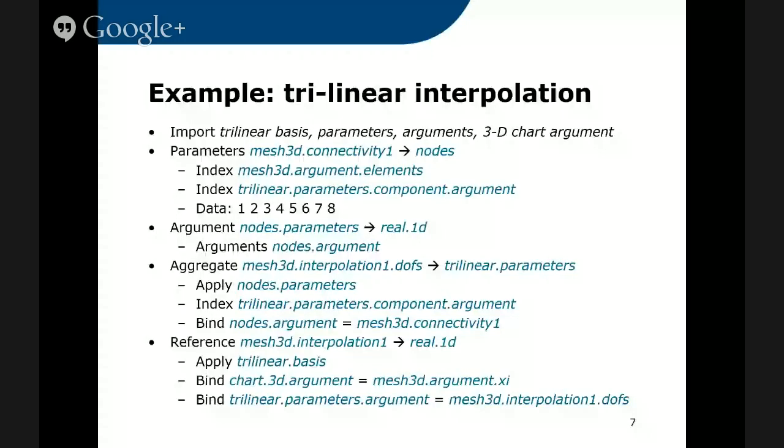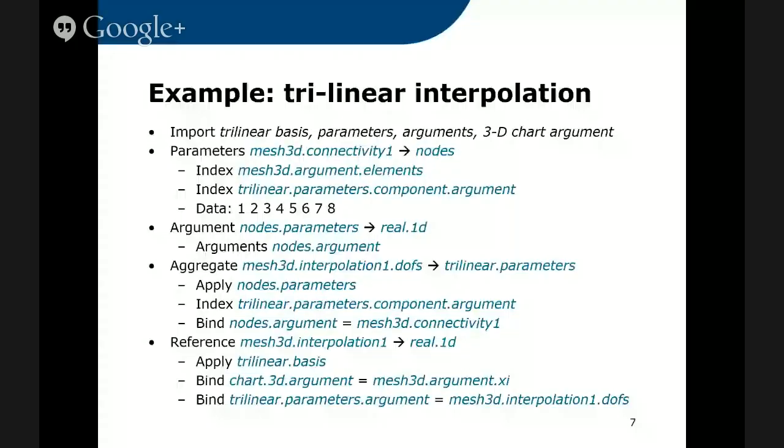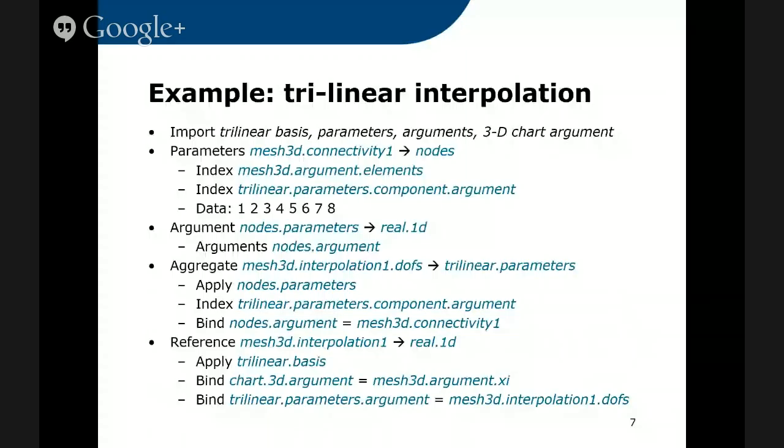So now if I want to do an interpolation across there, I have to declare, and this one is actually defining a template for interpolation. I don't have the parameters yet. All I'm saying here is that I'm promising this thing called node parameters that gives me a 1D real value in terms of nodes. So it's a function of nodes that gives me real numbers. And then here, I'm aggregating with an aggregate evaluator to produce all the parameters that are needed for trilinear interpolation.